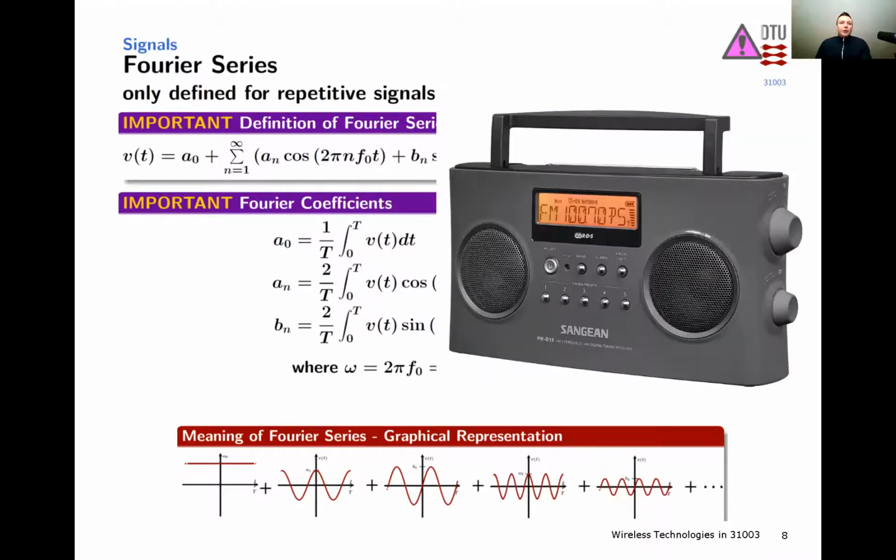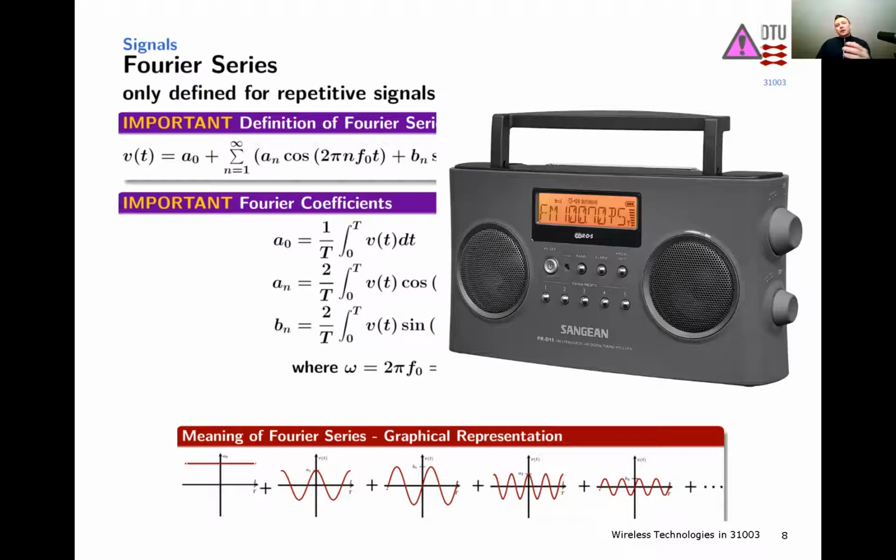If you take a radio and tune to a certain radio station, you will see that there is a certain number associated to it. Here it's 100.7 megahertz. This is actually a frequency of the carrier signal which carries the information of this radio station.